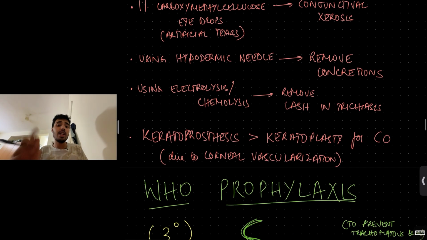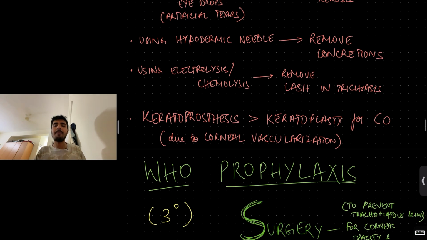Then, keratoprosthesis is preferred over keratoplasty for corneal opacity to prevent trachomatous blindness. Why is that? Keratoprosthesis is preferred over keratoplasty because of extensive corneal vascularization. In keratoprosthesis, you are doing complete corneal transplant. So for corneal opacity, you have to do corneal transplantation. So remember, everything in chronic cicatricial trachoma is surgical intervention. There is no medical intervention because there is no use of antibiotics, because it is a chronic hypersensitivity reaction. It is not the active chlamydial infection.